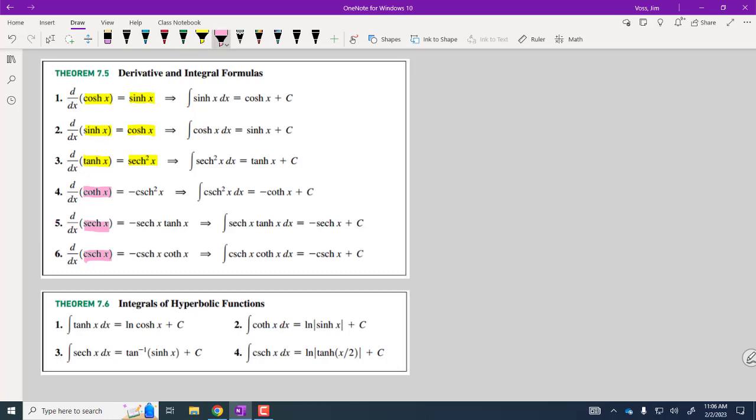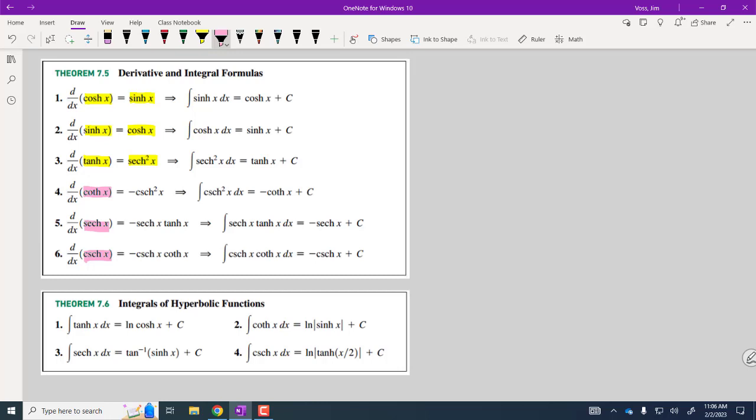And just like we know from Calc 1, anytime we have a derivative formula, we have a corresponding integral formula. Derivatives of cosh and sinh are each other, so the integrals are each other. All right, so that part's the easy part. And then we just have to remember the signs for all these other ones. The integral of sech squared is tanh. Integral of csch squared, the minus comes over here and gives us minus coth. The integral of sech tanh, the minus comes over and gives us a minus sech. Integral of this one gives us a minus csch.